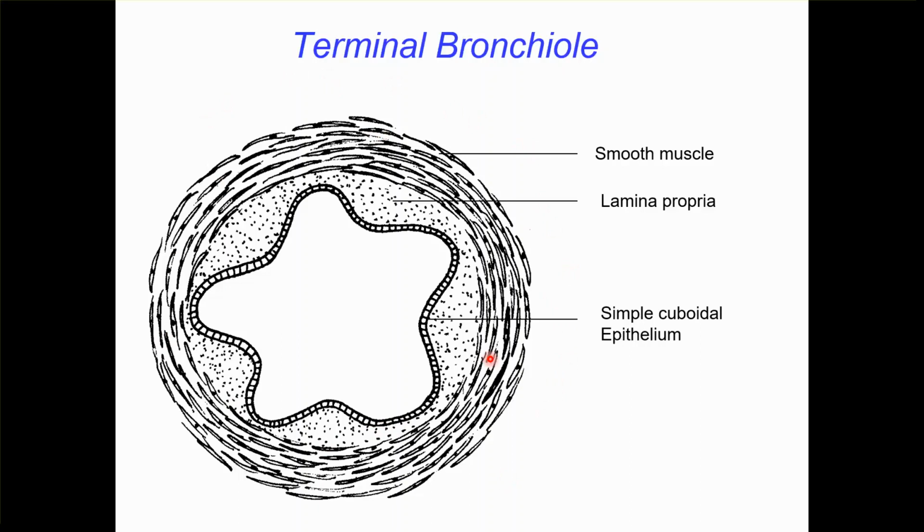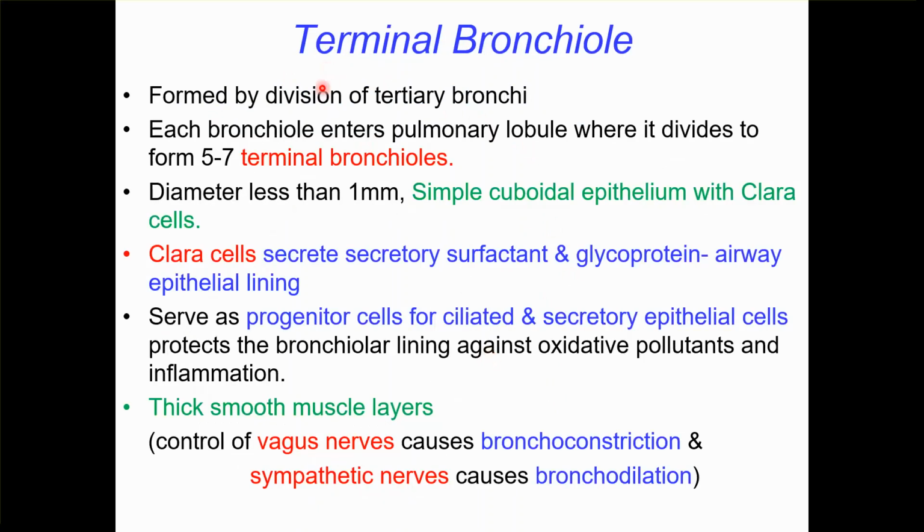Next, the terminal bronchiole is formed by the division of the tertiary bronchi. Each bronchiole enters the pulmonary lobule, where it divides to form 5 to 7 terminal bronchioles. The diameter is less than 1 millimeter. It is simple cuboidal epithelium with Clara cells. So we have a new type of cells. What do these cells do?